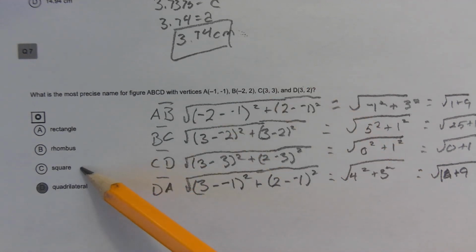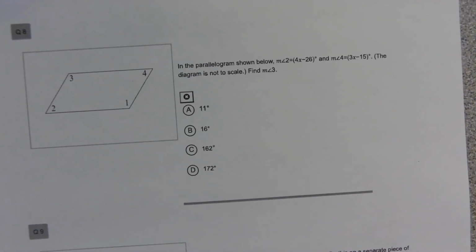For a square or rhombus, they would all have to be the same, and then you would do the diagonals. If the diagonals are the same, it would be a square. If the diagonals are different, it would be a rhombus. For a rectangle, the diagonals would be the same. If the diagonals are different, it would be a parallelogram, if you have two pairs that are the same. Okay. Moving on to question 8.